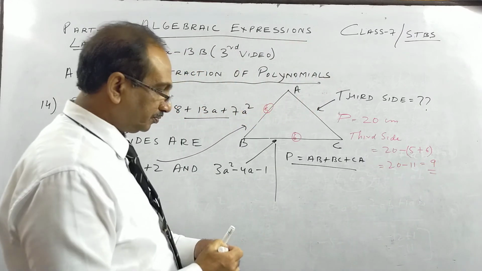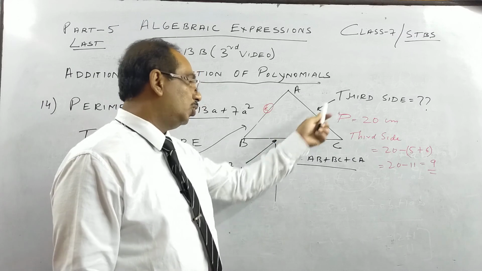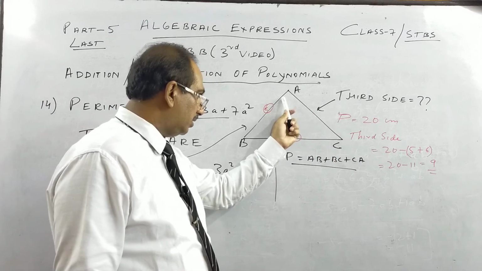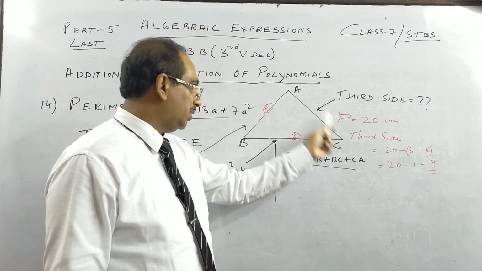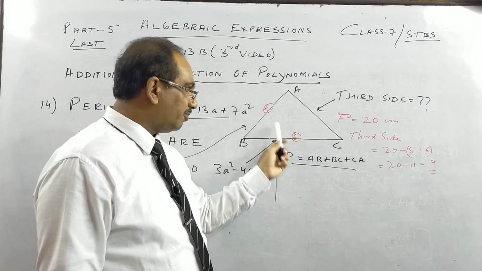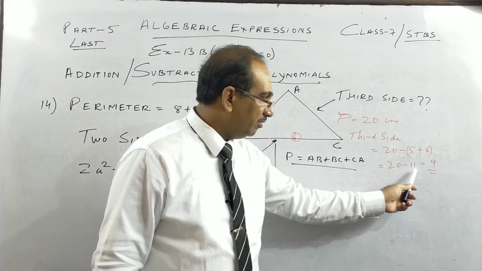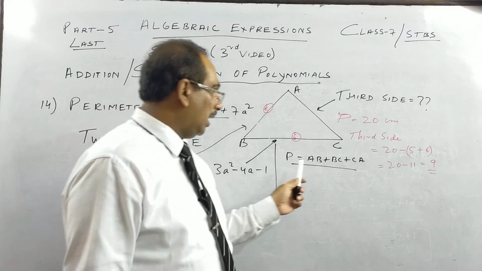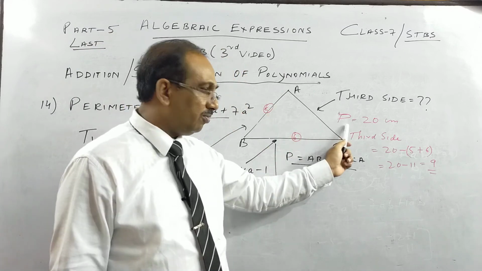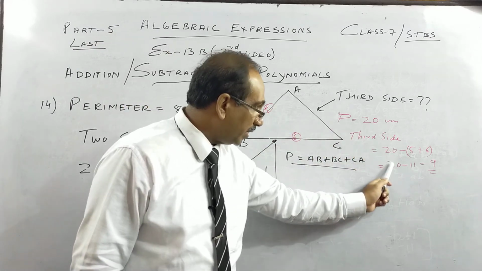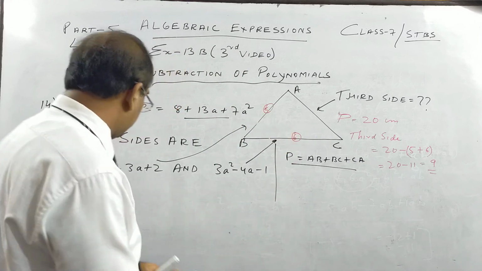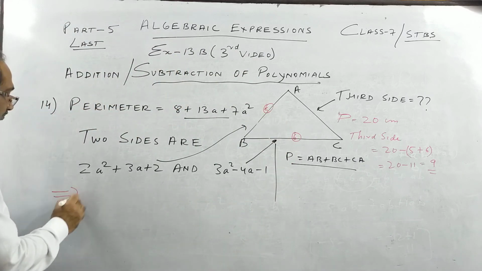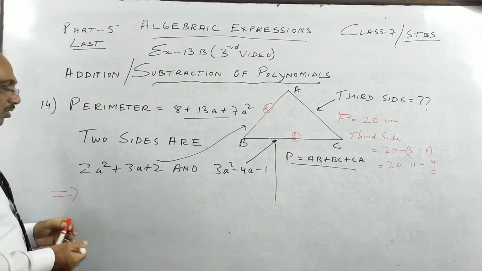Once more, this is 5, total is given 20. This is called perimeter: this plus this plus this. 2 sides are 5 and 6, so you add them, 11. This is what we will do. We will add them, and to get the third side from the total, what we call perimeter, we subtract the sum of the 2 sides. So what we do here, children, is the sum of 2 sides.